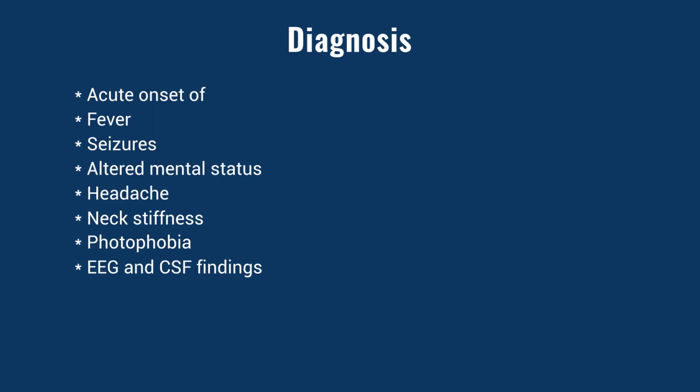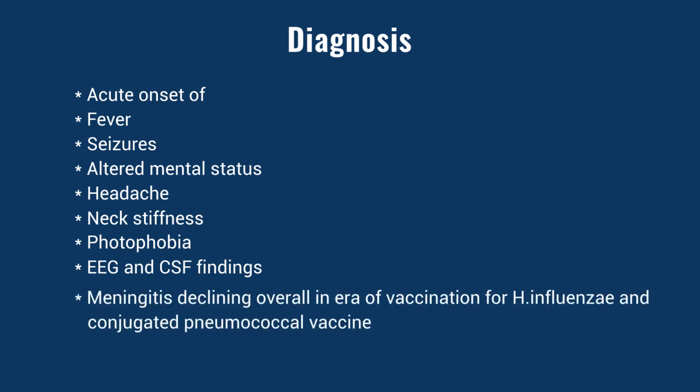And in this day and age, meningitis overall is declining, largely because of the rollout of vaccines like the Haemophilus influenzae type B vaccine, the pneumococcal conjugate vaccine. But still, when it does occur, mortality can be as high as 15%. So this can potentially be a fatal syndrome unless we learn to approach it, diagnose it, and treat it correctly.